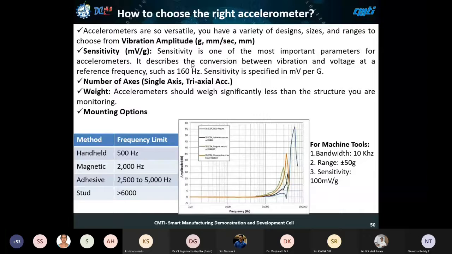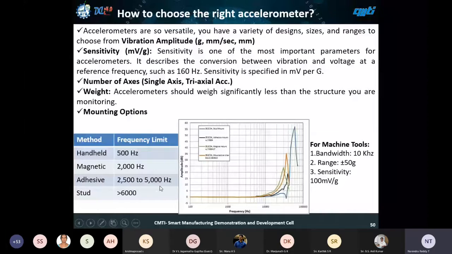And then mounting options. Generally the sensor mass should not exceed 5% of the structure, and ideally in practical applications not even 1%. Suppose this is my requirement; when you are looking at mounting options, you also should take care of it. With a handheld sensor, you can do measurement only up to 500 hertz. When you use magnetic mounting, you can measure up to 2000 hertz. But with adhesive, you can only do 2500 to 5000, because the friction there will create heat, which in turn will spoil your adhesive. Then you need to use some stub.